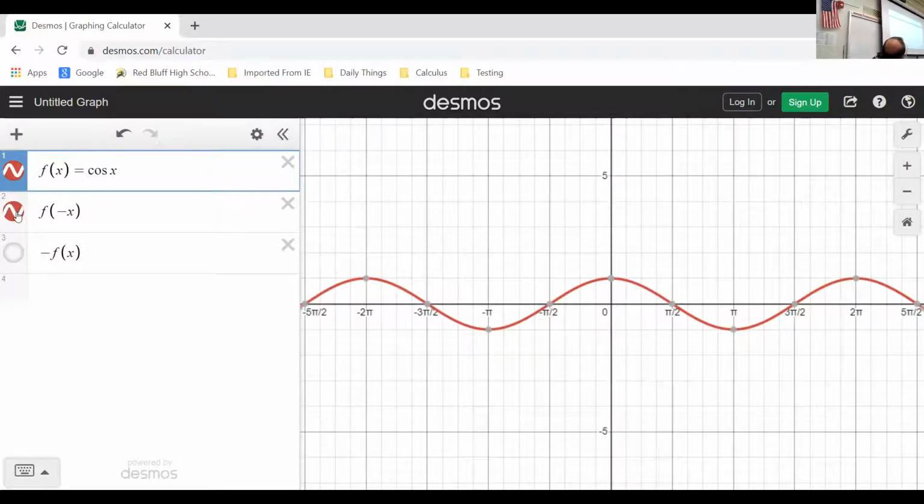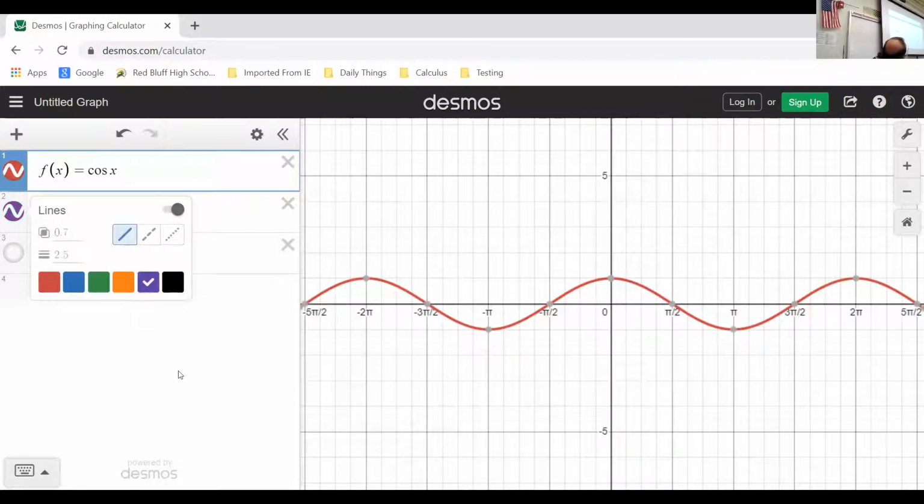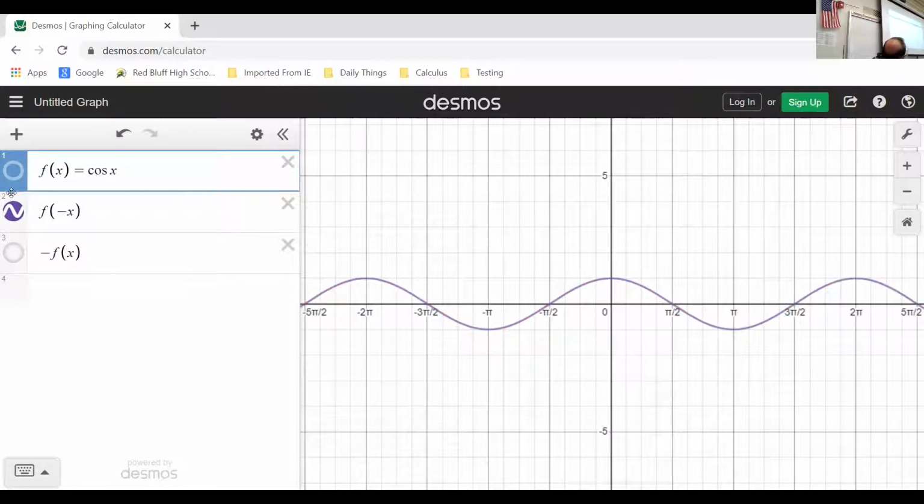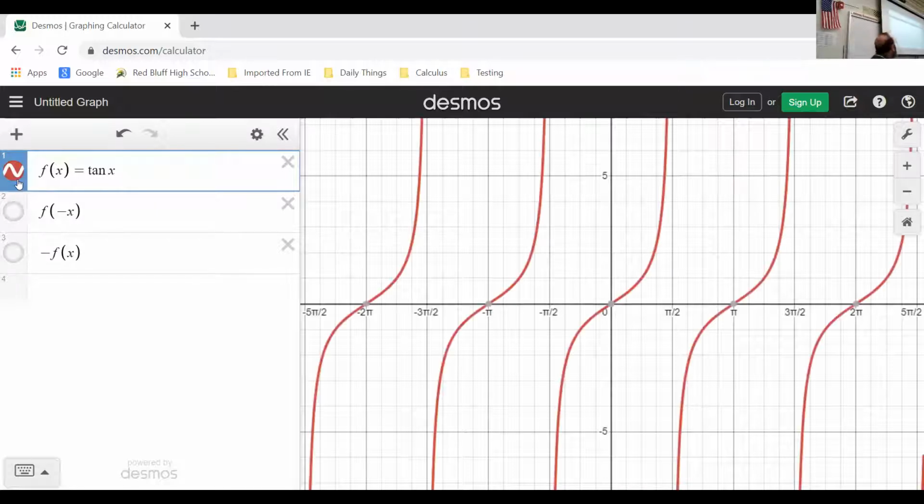I really should make this a different color so we can tell that we're getting something different, but notice they're the same no matter what I do. So the secant's going to go with this. How about the tangent? What do you guys think about the tangent? Is the tangent going to be even or is it going to be odd? Does this have origin symmetry or y-axis symmetry?